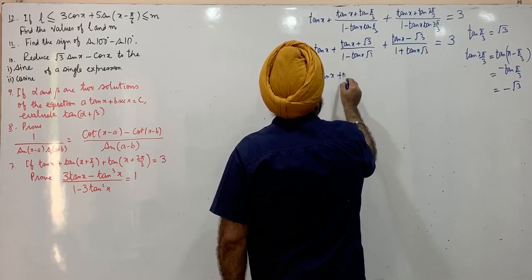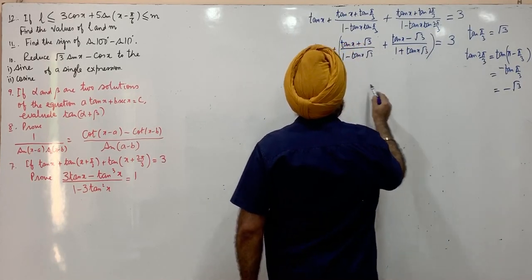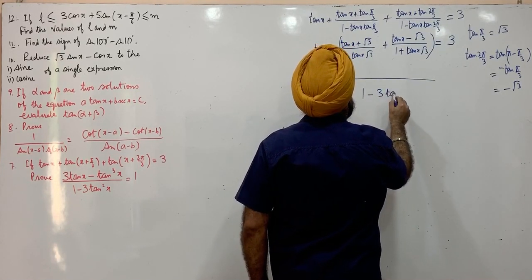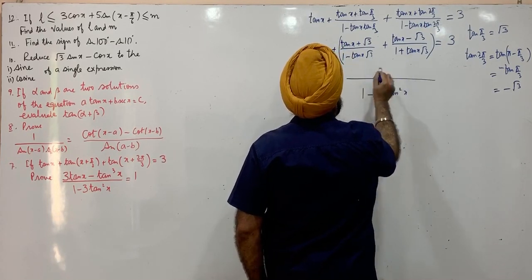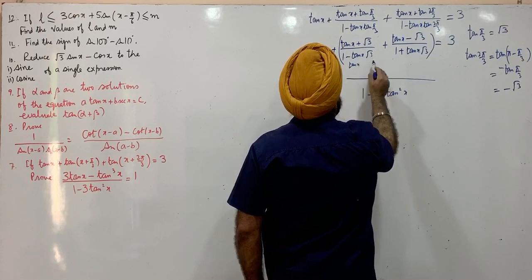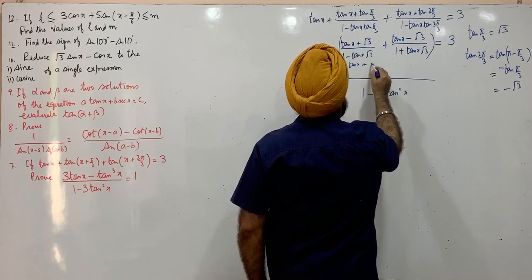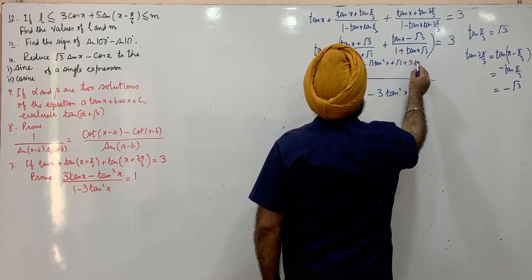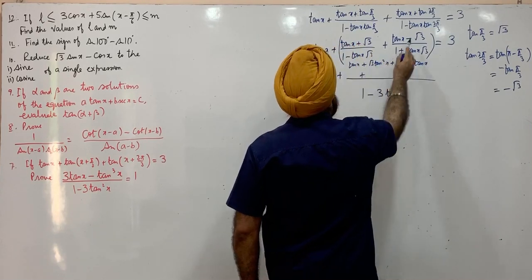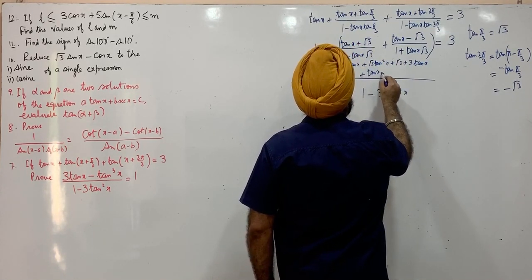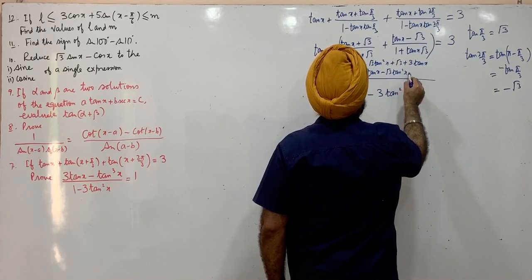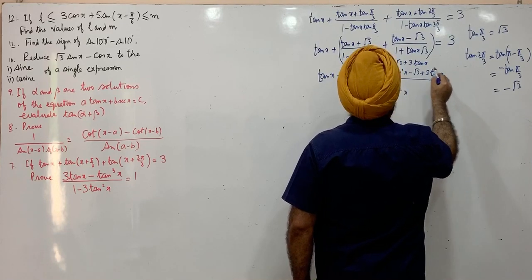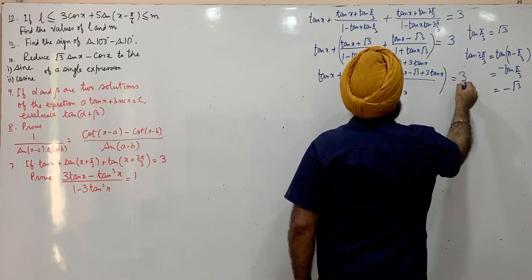Tan x plus, let us combine these two. This is a minus b into a plus b, this is a square minus b square. Then this into this, tan of x into 1 plus this will be root 3 into tan square of x, then plus root 3 and plus 3 into tan of x. Plus this into this, it's tan x minus root 3 into tan square of x minus root 3 and plus 3 tan x. And this is given equals to 3.